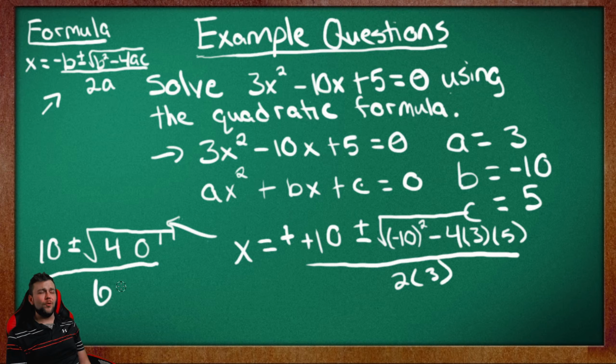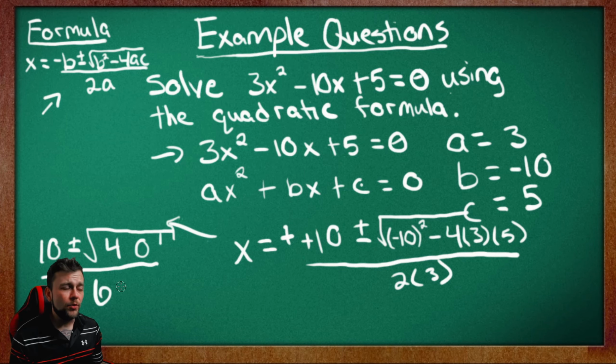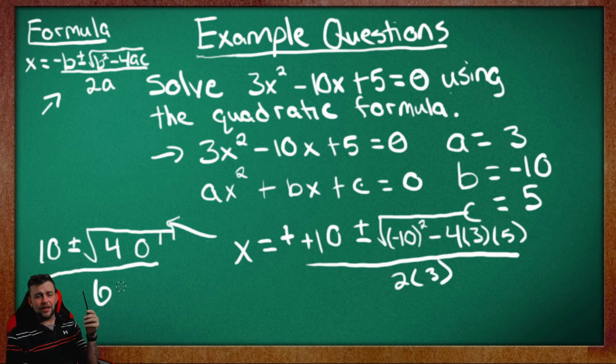On a test or on a quiz, or whether you're in high school, college, or taking the GED, they might ask you to give your answer in decimal form. At that point, what you would do is type this into your calculator, and you are given the decimal form of this. But this really is the perfect answer.